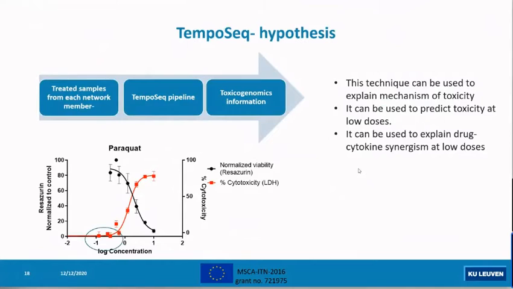So my hypothesis was that the technique can be used to explain mechanism of toxicity, can be used to predict toxicity using biomarkers that can be seen in the data at low doses, and it can be used to explain drug cytokine synergism, ideally at low doses.